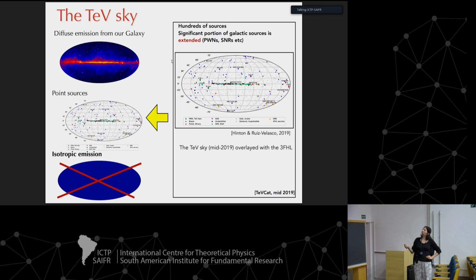Again, the point sources, this is the map. This is the map of TeV sources overlaid with 3FHL, which are the highly energetic Fermi sources. So you see that you have sources along the plane. Also, like in Fermi, you have galactic sources, you have extragalactic sources. Galactic sources are pulsar wind nebulae and supernova remnants, and many in TeV are extended. This is another difference with Fermi.